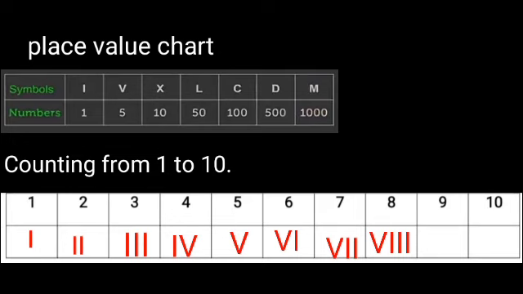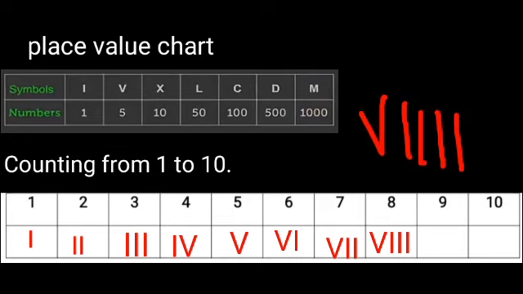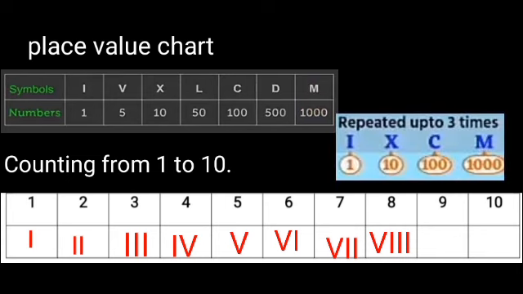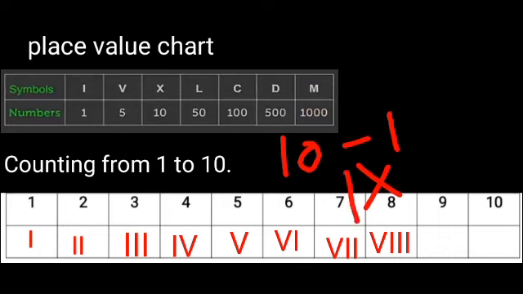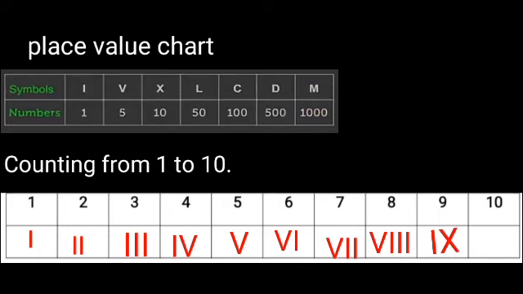For writing 9, you can write V and 4 times I, but it will be incorrect because of rule number 2. We cannot repeat I more than 3 times. So we can write it as 10 minus 1. So 10 means X, and for subtracting 1, write the symbol of 1 at the left side. For 10, again we have the symbol in the Roman numeral chart, which is X.